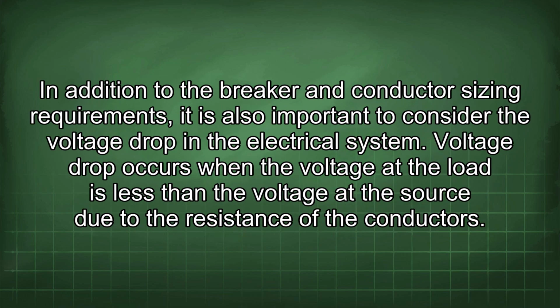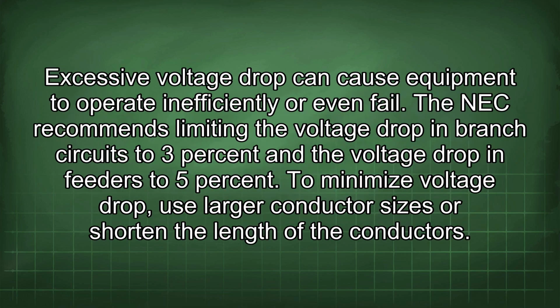In addition to the breaker and conductor sizing requirements, it is also important to consider the voltage drop in the electrical system. Voltage drop occurs when the voltage at the load is less than the voltage at the source due to the resistance of the conductors. Excessive voltage drop can cause equipment to operate inefficiently or even fail. The NEC recommends limiting the voltage drop in branch circuits to 3% and the voltage drop in feeders to 5%. To minimize voltage drop, use larger conductor sizes or shorten the length of the conductors.